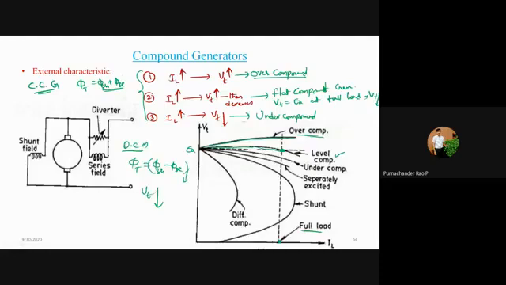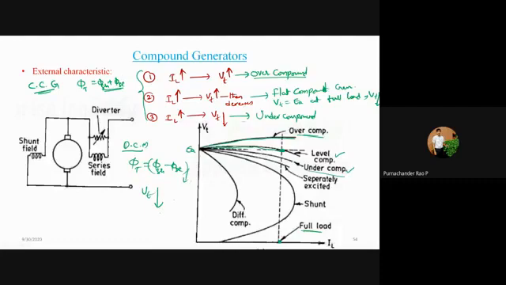And the next, the third one, you can observe here. Third one is this one. So this is for under compound. Always the terminal voltage goes on decreasing, and therefore this is for the under compound generators.